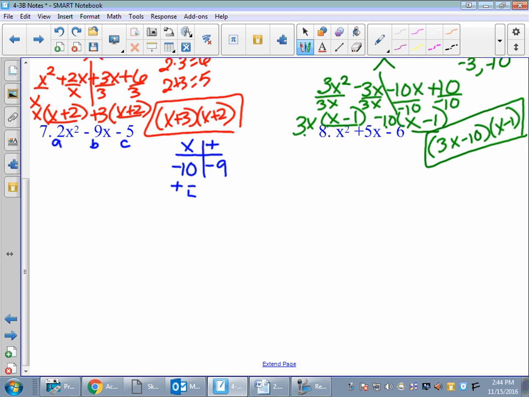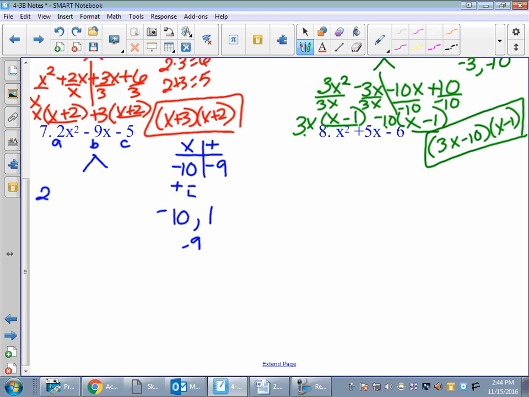So I think about 10 and 9. I'm thinking 10 and 1 work, and the 10 has to be negative. If I multiply -10 times 1, I get -10. If I add these together, I get -9. So that tells me what to split -9x into to get my solution.